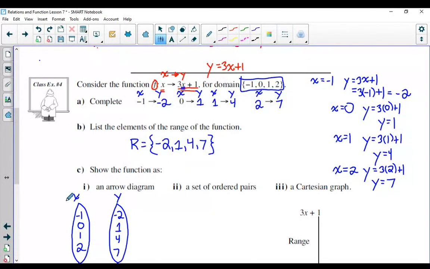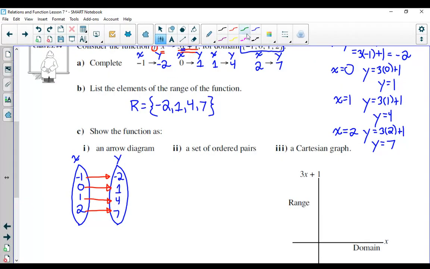So when x is -1, y is -2. When x is 0, y is 1. When x is 1, y is 4. And when x is 2, y is going to be equal to 7. Okay, so that's my mapping diagram. And again, it shows it is a function because you only have one arrow coming out of every single x value in the diagram. Okay, write this as a set of ordered pairs.